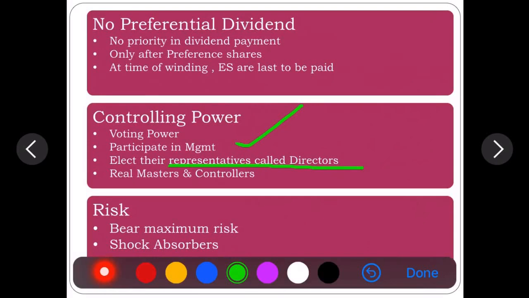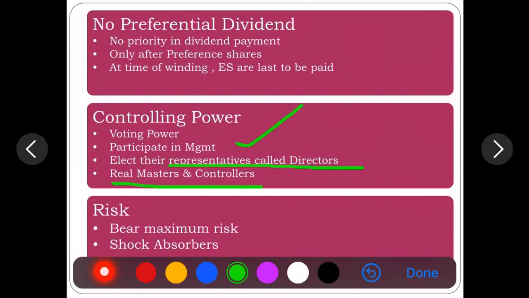These representatives work for the company on behalf of the shareholders. So, if the shareholders feel that these directors are not working for the benefit of the company, they have full power to remove and change these directors. That's a wonderful power. That's the reason they are called the real masters and controllers.